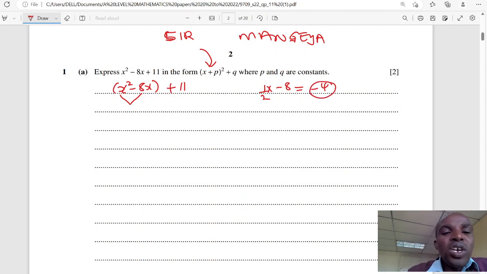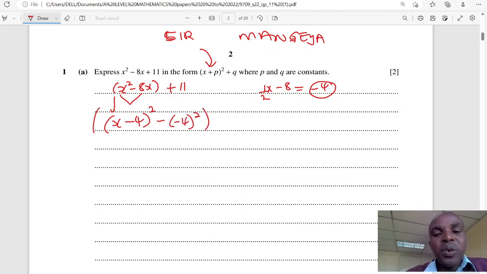This minus 4, you take it here, and the square root of x squared is x. Then you say minus 4, this item, half the coefficient of x, then you square it. Then after that, to this item, you subtract the same item squared. Then let's put inside the brackets, then plus 11.